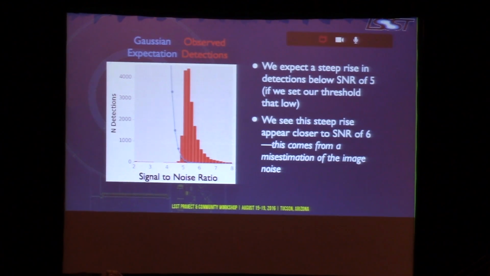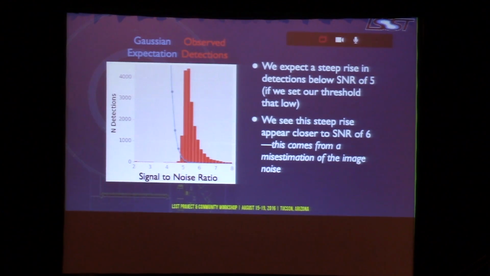This is not what we expect from just random fluctuations. We have Gaussian noise in the pixels, so we know how to compute what that should contribute in terms of false positives. That's what the blue line is showing. Really, you should not see that ramp-up until signal-to-noise of 5 and lower. That's why we only detect at a signal-to-noise of 5. But we get this strong ramp-up at a higher level for some reason.